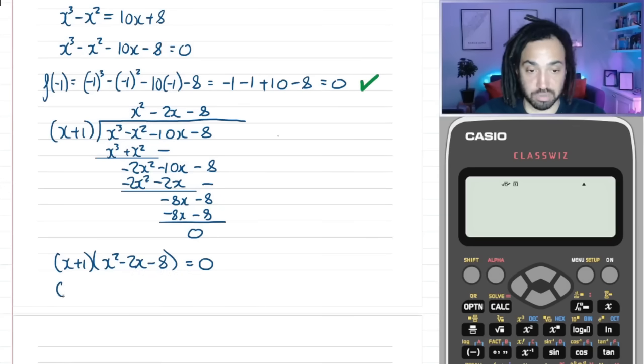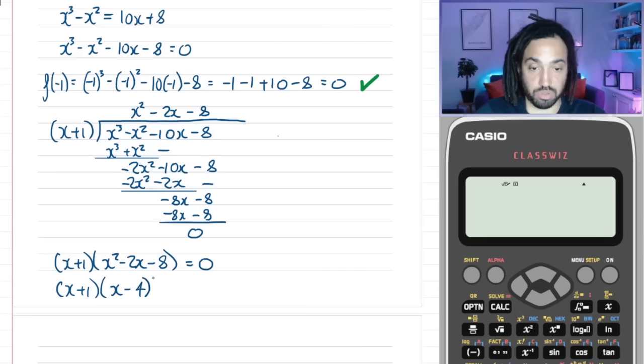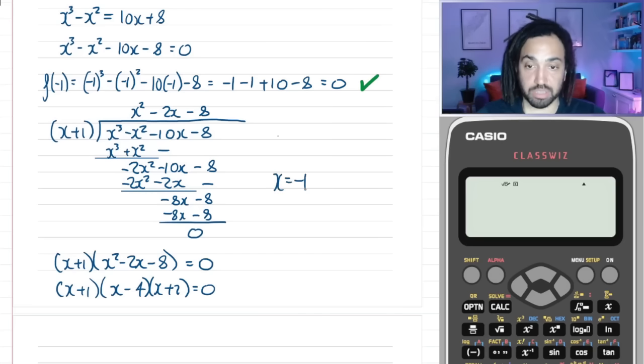Okay, factorize this quadratic. No problem, that is x minus 4 times x plus 2. So therefore we're going to get three answers. We're going to get minus 1, we're going to get 4, and we're going to get minus 2.